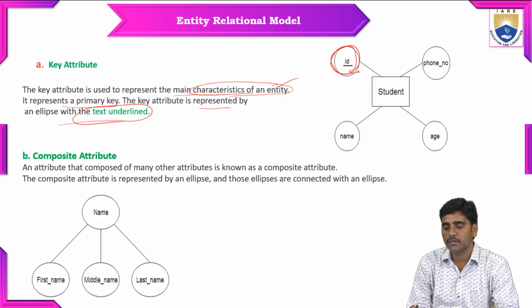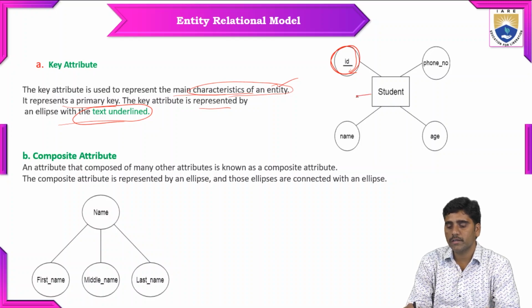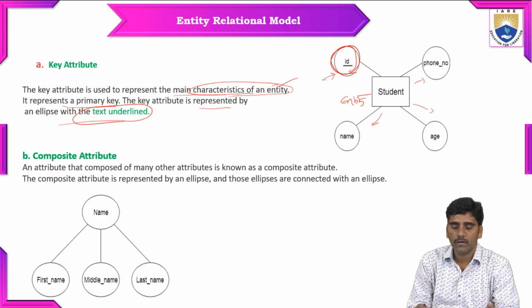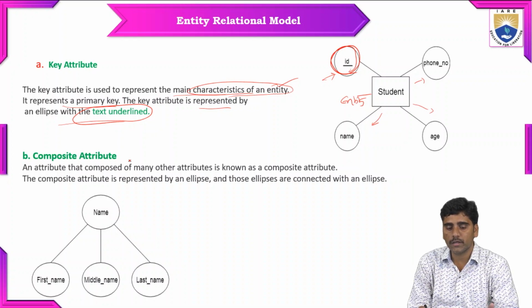So consider student as an entity which contains attributes like ID, phone number, age and name. Among all these attributes, the ID is the only attribute which is underlined. So the underlined attribute is called the key attribute. And the next one, composite attribute.